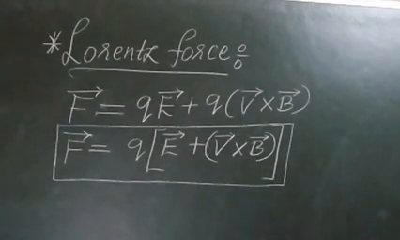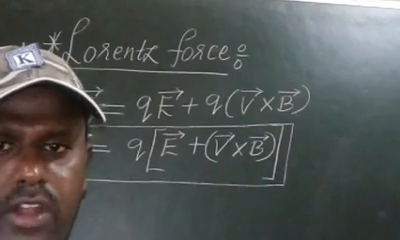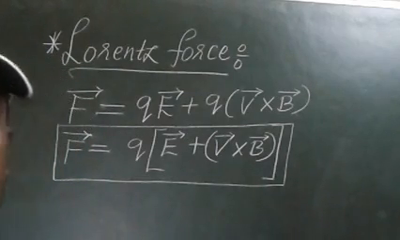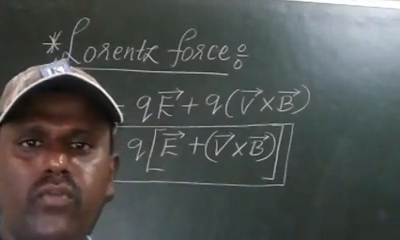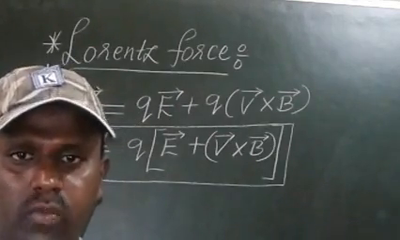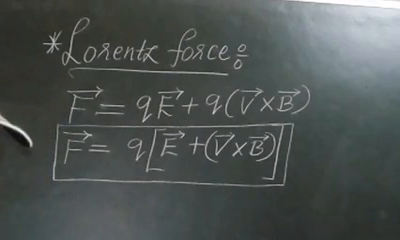Which two fields? One is the electric field and the other is the magnetic field. So if a positive charge is moving in a place where both electric field and magnetic field are present, then that positive charge experiences two kinds of forces on it. One force is electric force and the second force is magnetic force. So here two forces are acting on the charged particle.